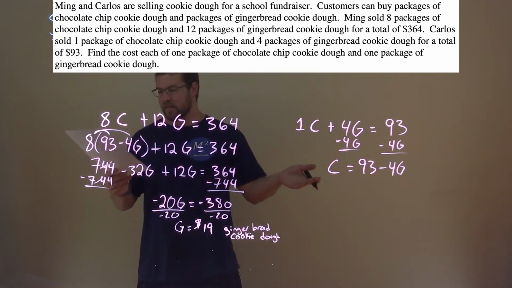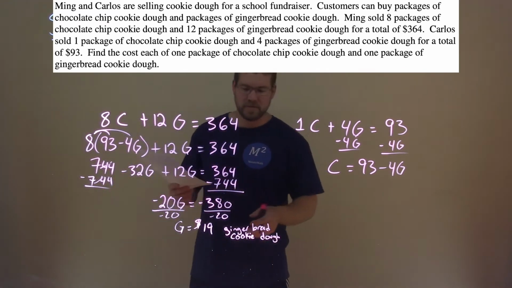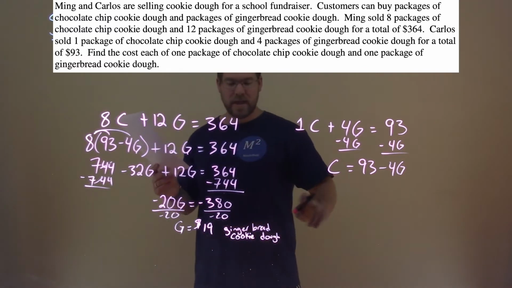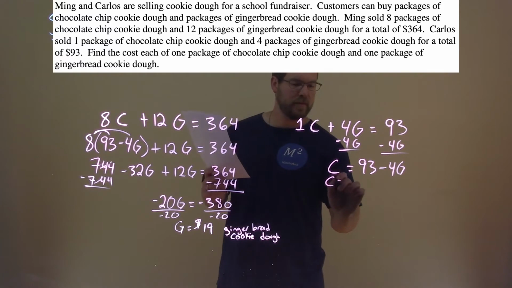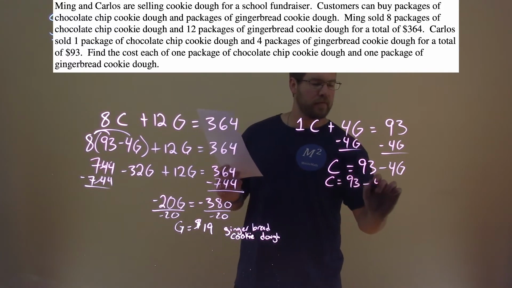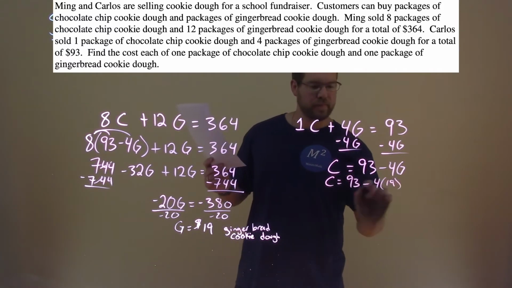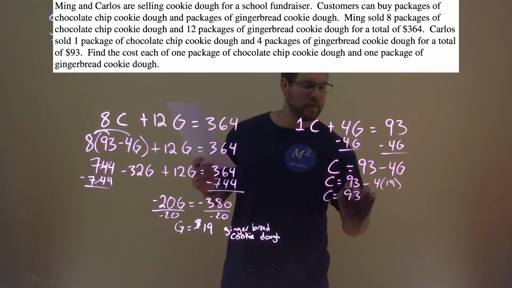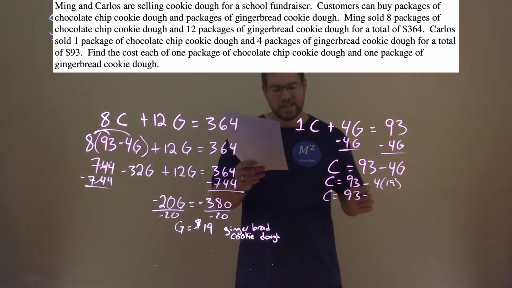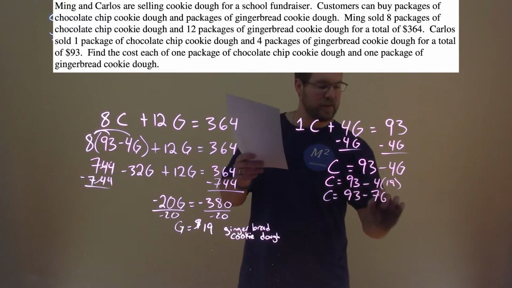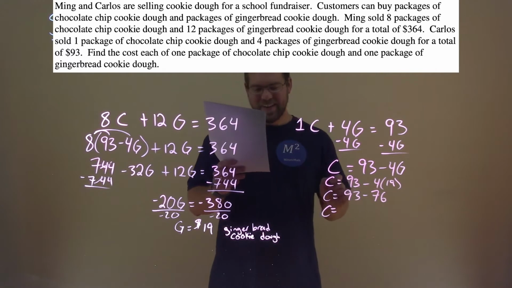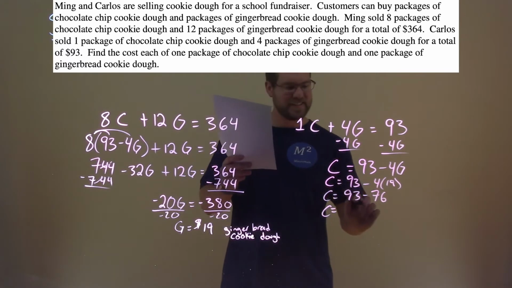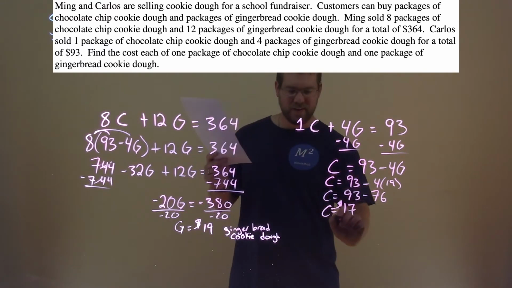Well, now we have to find the price of the chocolate chip cookie dough. Put that G value of 19 into our equation here, and we'll solve for C. This part's easy. 93 minus 4 times 19. 93 minus 4 times 19 is 76, and my stomach's rumbling, meaning I'm getting hungry. And C equals 93 minus 76, which is $17. Okay, and that's the price of the chocolate chip cookie dough.